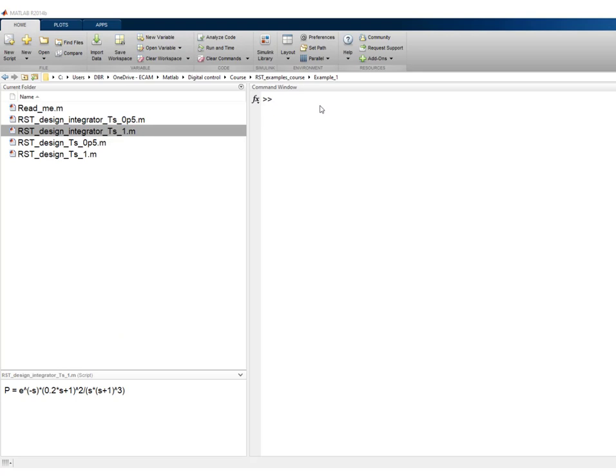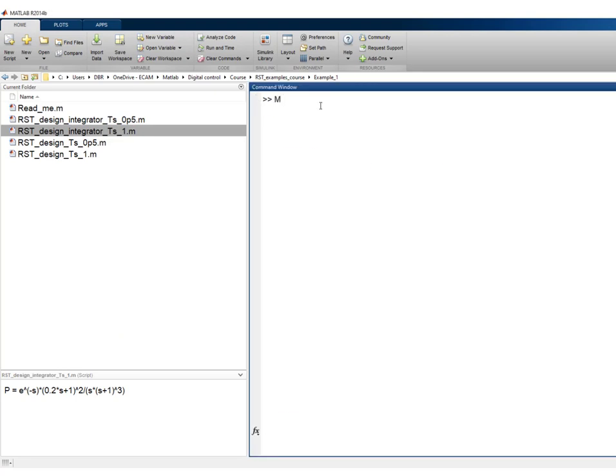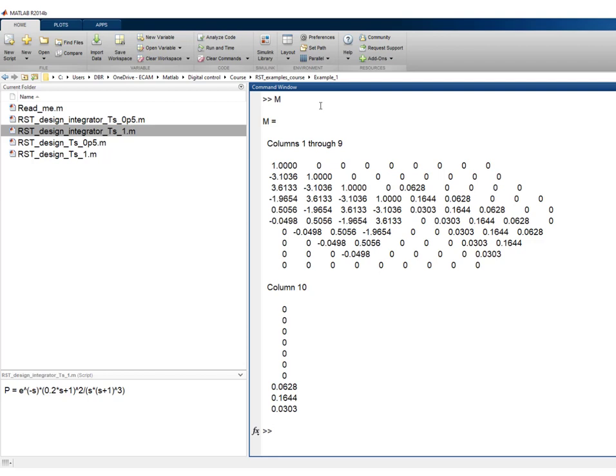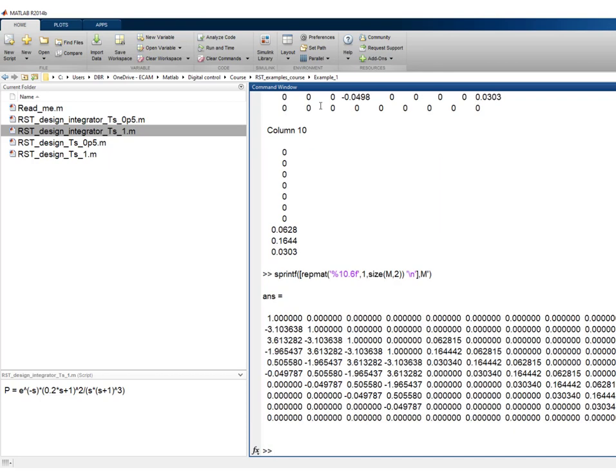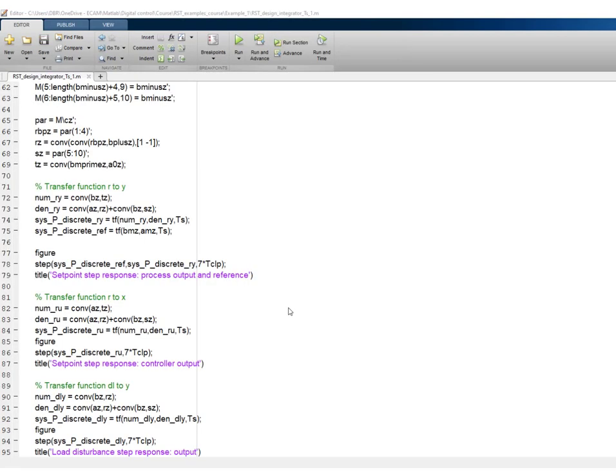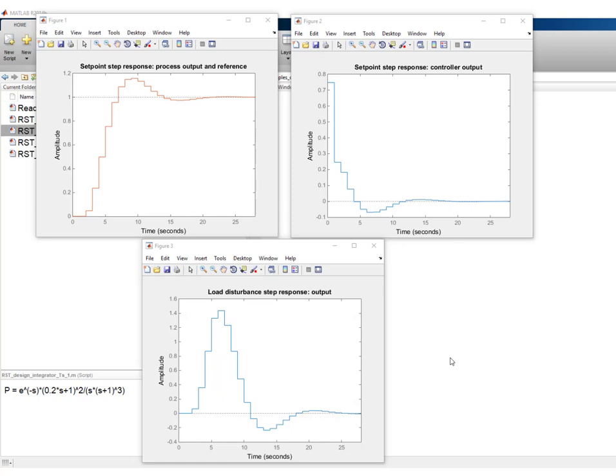So again, we should check the structure of our matrix M. So let's look at M. You can kind of see here that indeed we have the right structure. There are commands around that will make this check a little bit easier, as you can see. Well, again, we can compute the 3 transfer functions using the same commands as before. So these are the 3 responses.